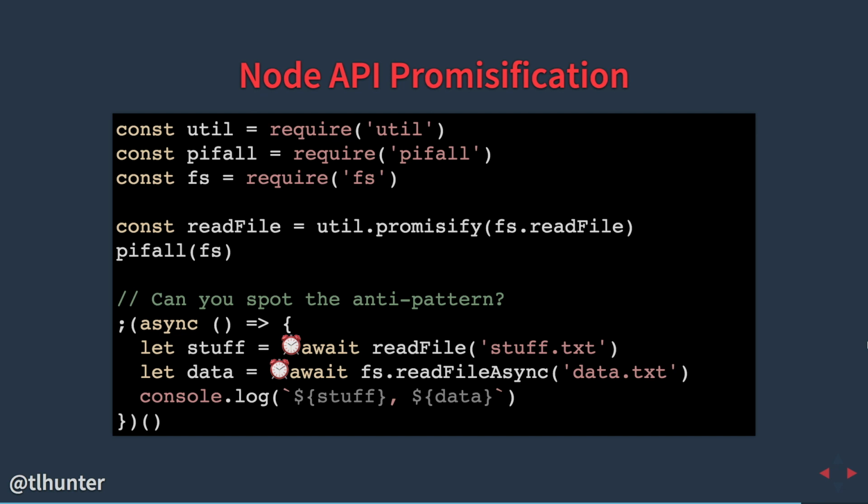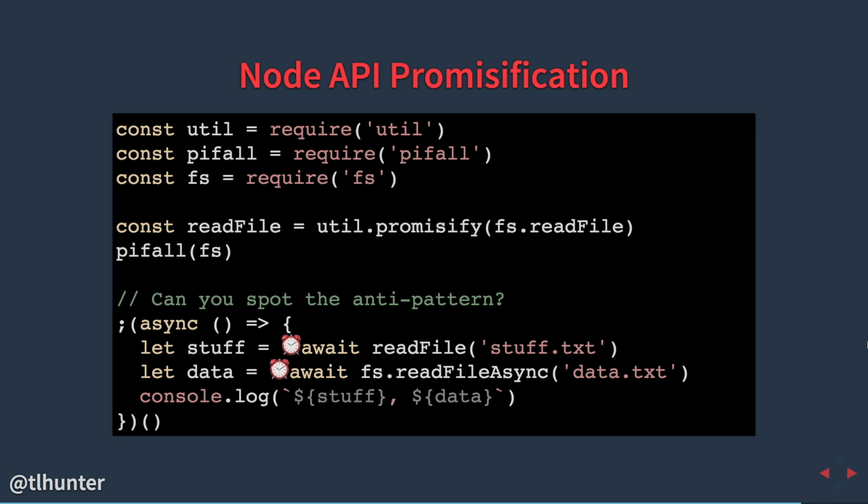And so in this case, I'm using a library called pyfall, which I believe stands for promisify all. What it will do is promisify all the methods of an object. So in this case, I'm passing in the entire FS module into promisify all. And then every single method within that object will have a sibling method. It has modified the FS module, and we now have a readFileAsync method. That async suffix is added by pyfall.